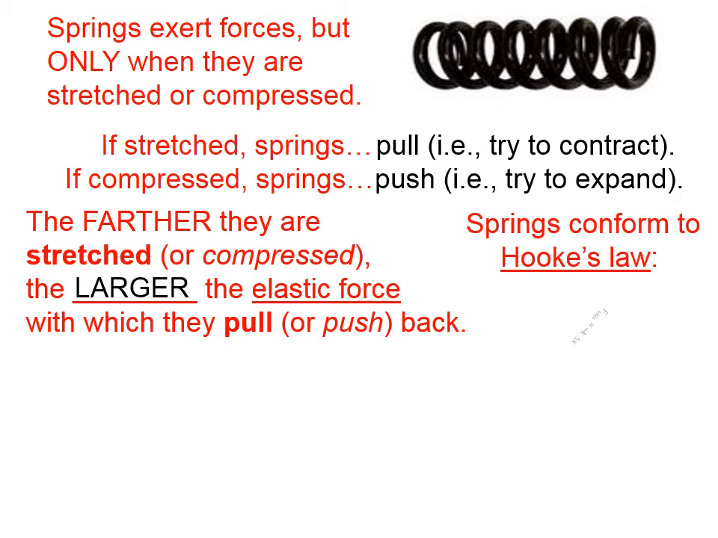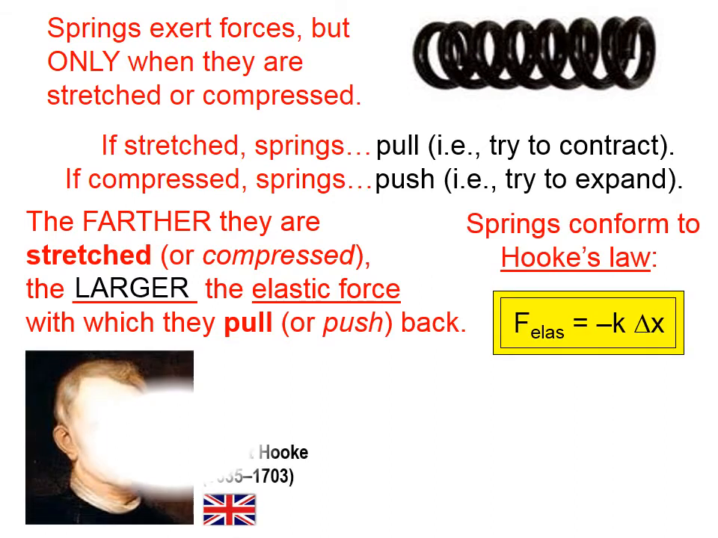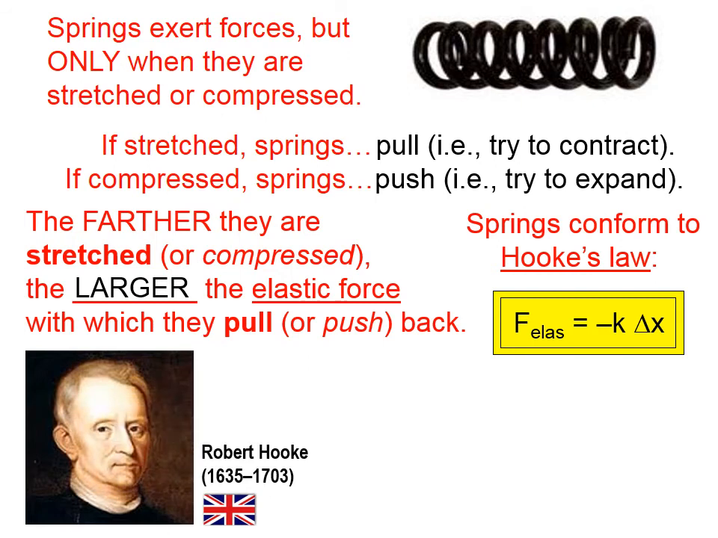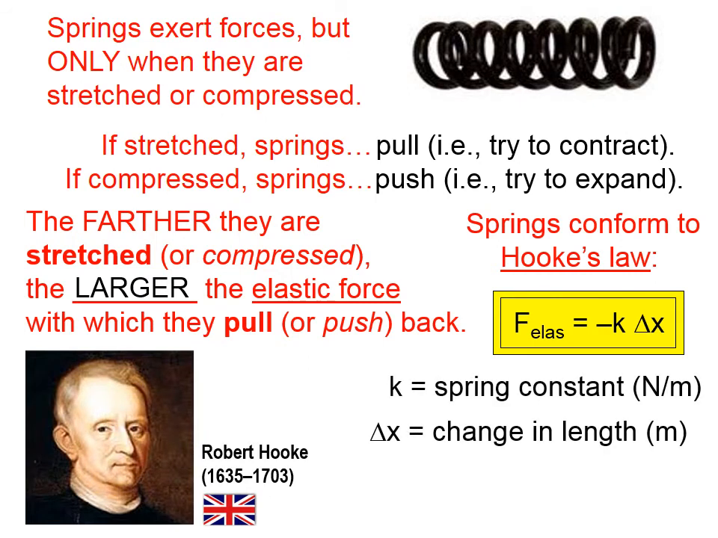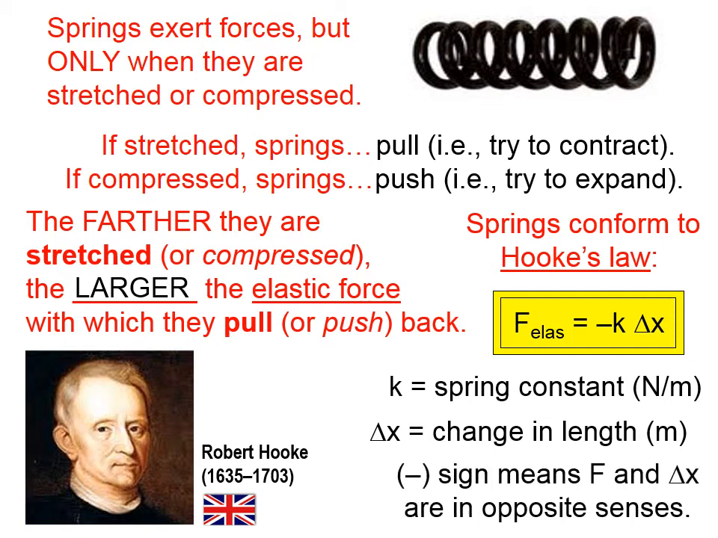Springs conform to Hooke's law. This tells the force that a spring exerts depending on how much it's stretched or squished. And that's equal to negative k times delta x. k is the spring constant. A spring constant is essentially the stiffness or tightness of a spring.